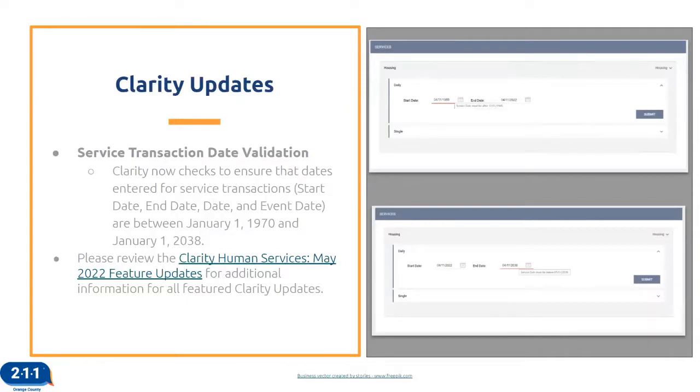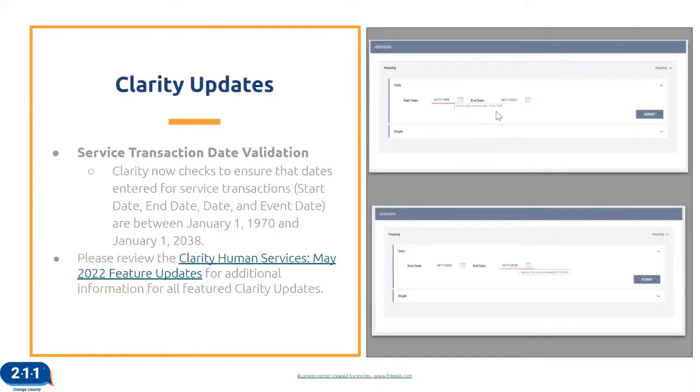This final feature, the service transaction date validation. It now checks to ensure that dates entered for service transactions are between January 1st, 1970 and January 1st, 2038. This would include dates such as a start date, an end date, today's date, an event date, anything like that.